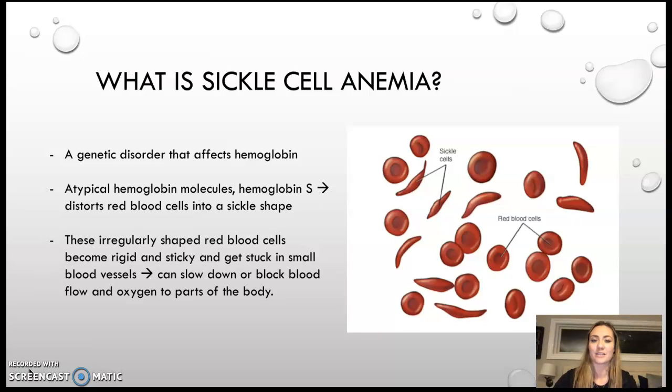So first, what is sickle cell anemia? It is the most common form of sickle cell disease that is inherited and passed down through families. This genetic disorder affects hemoglobin, which is the molecule in red blood cells that delivers oxygen to cells throughout the body. People with this condition have atypical hemoglobin molecules called hemoglobin S, which can distort red blood cells into a sickle shape. So normally your red blood cells are flexible and round and move easily through your blood vessels. However, in sickle cell anemia, the red blood cells become rigid and sticky, and due to their irregular shape, they can get stuck in small blood vessels, which can slow or block blood flow and oxygen to parts of the body.